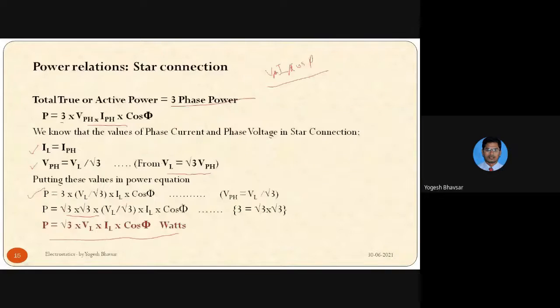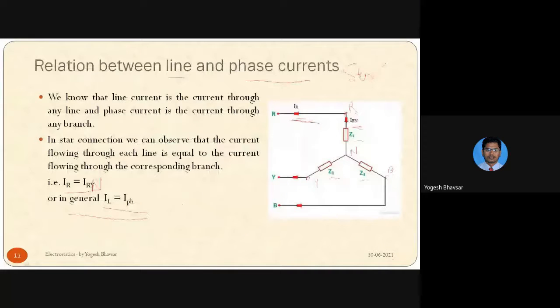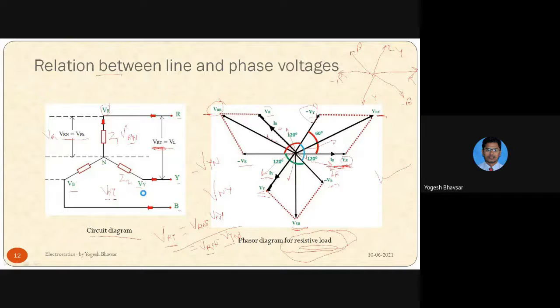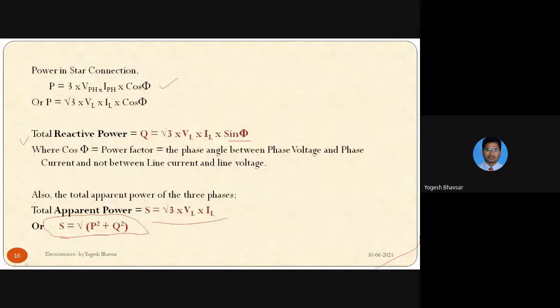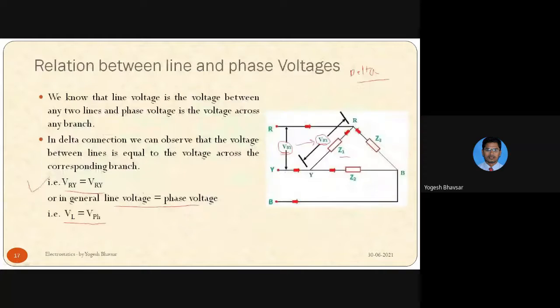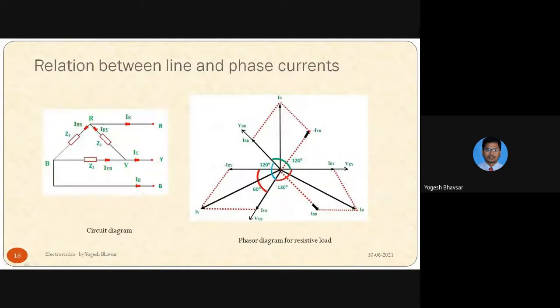Just as we saw for current in star connection, the current flowing through the line is equal to the current flowing through the branch. The same thing is there. Current is equal in case of star connection and voltages are equal in case of delta connection. Now let us derive an expression for the relation between line and phase currents.